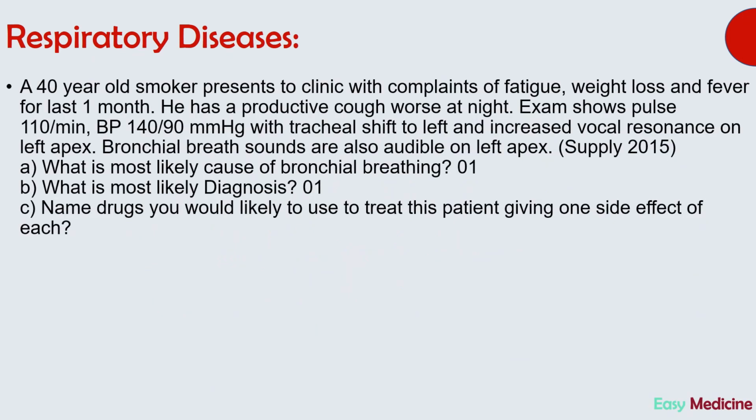The first question is, a 40-year-old smoker presents to the clinic with complaints of fatigue, weight loss, and fever for the last 1 month. He has productive cough worse at night. Examination shows pulse of 110 per minute, blood pressure of 140/90 with tracheal shift to the left, and increased vocal resonance on left apex. Bronchial breath sounds are audible on left apex. This question was in supplementary examination of 2015. The first part is, what is the most likely cause of bronchial breathing?